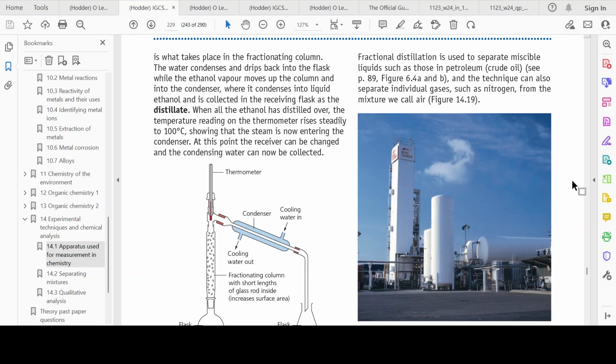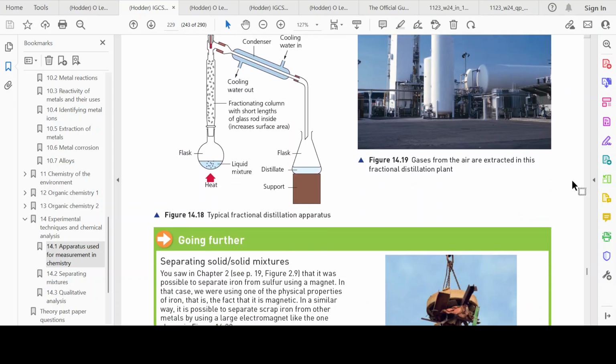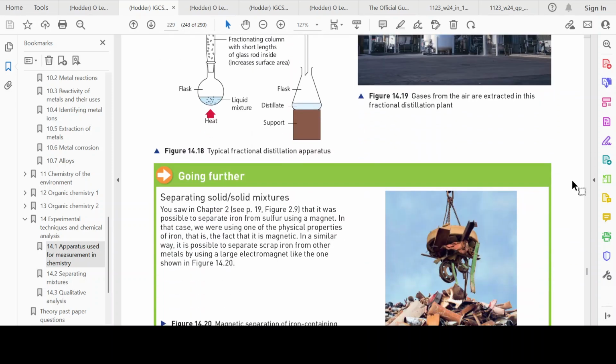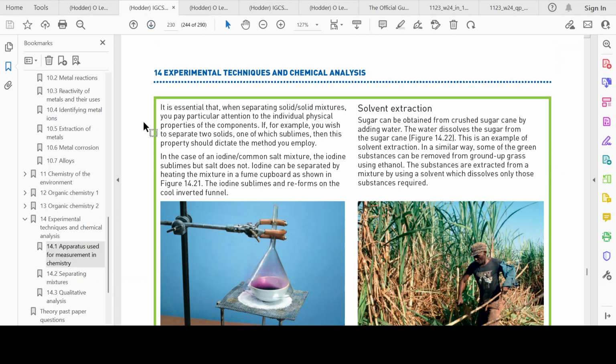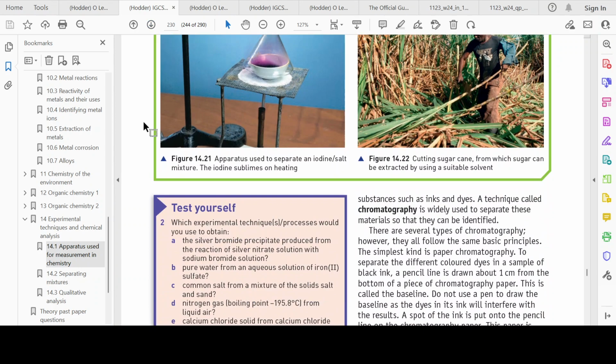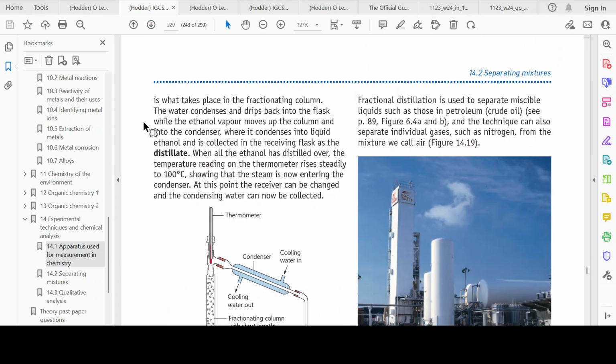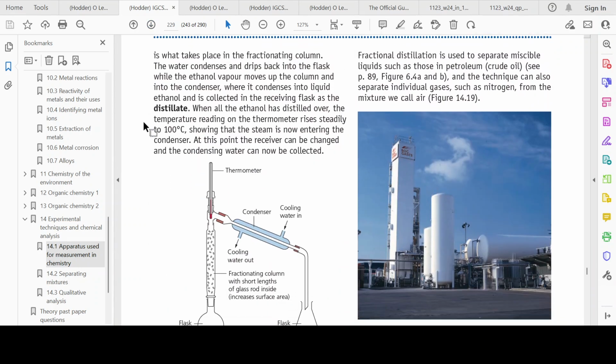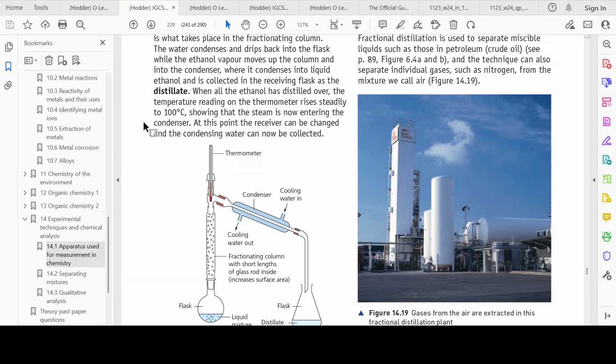Okay, so there's fractional distillation of air to separate the different gases, and I believe what they do is they liquefy. Have they mentioned the details over here of how fractional distillation of air works? No. Right, so they liquefy the air and then they do fractional distillation.